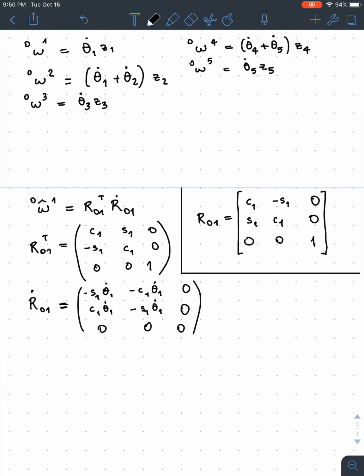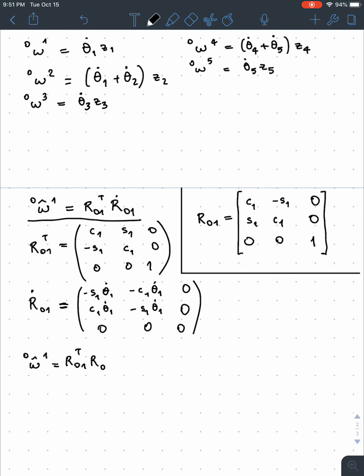Okay, so now we have these matrices right here, this one and that one. We can go ahead and multiply them, essentially applying this formula right there. Let me write it again here. Now compute it.